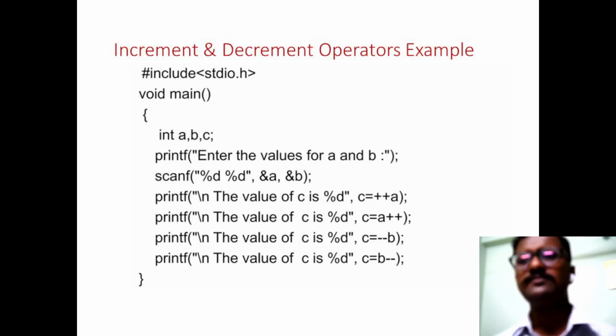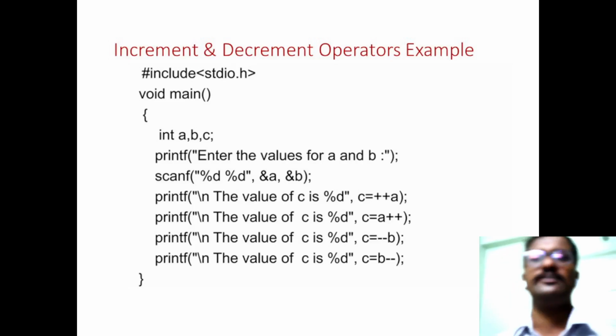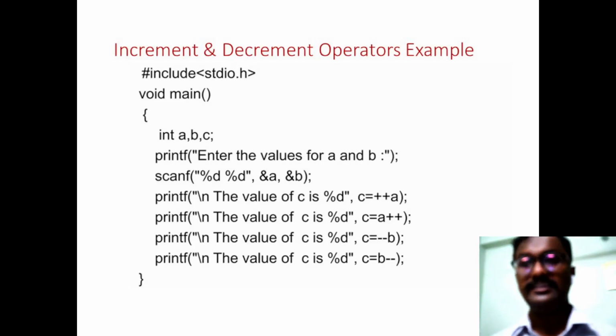Then post-increment, see the difference here. C is set to the current value of A, then A is incremented. You should listen to the words carefully. The result of this operation is printed using printf: the value of C, modulus of D, comma C.